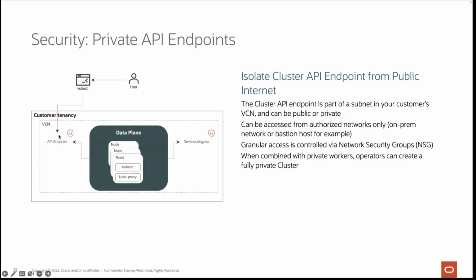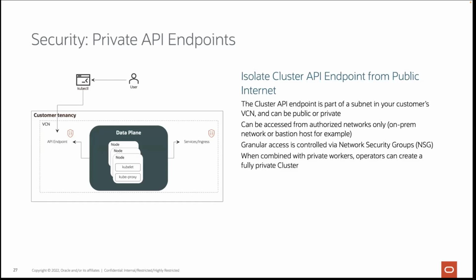And this particular API endpoint resides inside your VCN. It's not an endpoint that resides outside your VCN. It is nothing but an endpoint that sits like any other OCI resource inside your VCN. This way, customers are not really bound to using the public IP address for their API endpoint. They could simply use a private API endpoint and make sure that the traffic is constrained within the VCN.